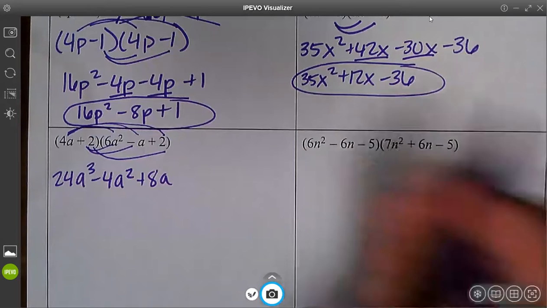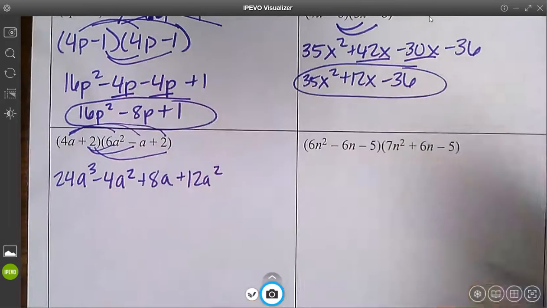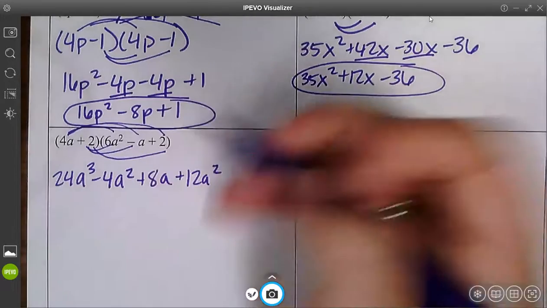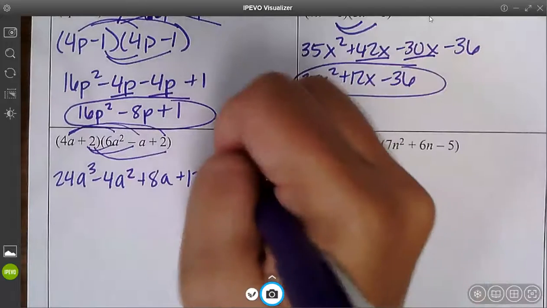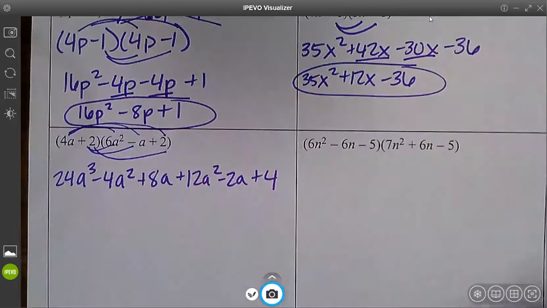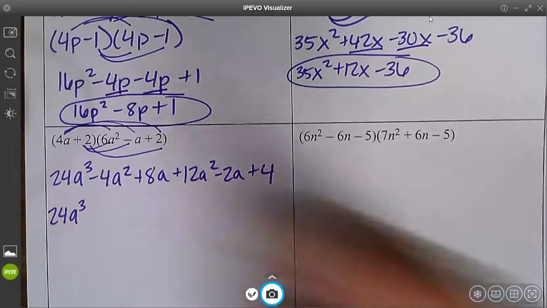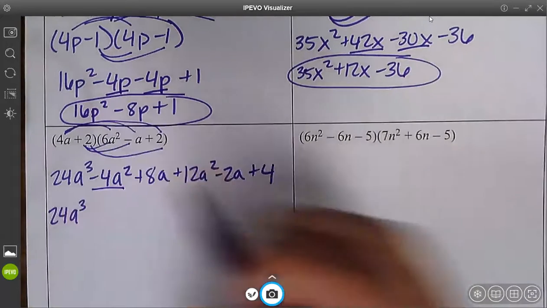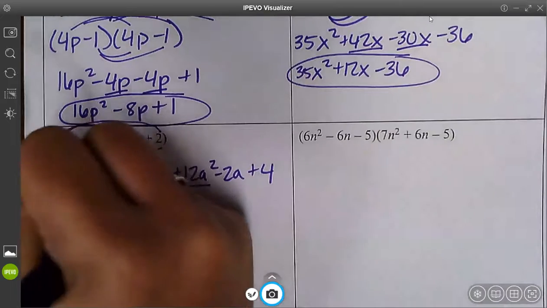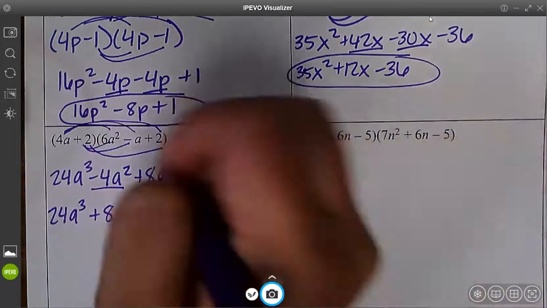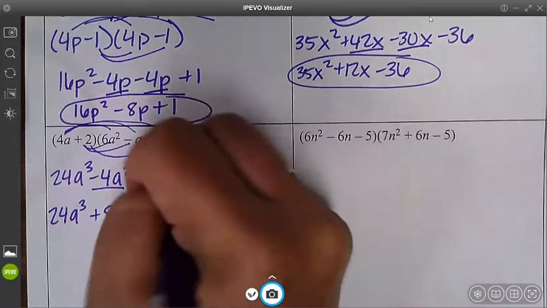Now I have to take my 2 in. 2 times 6a squared, 12a squared. 2 times negative a is negative 2a. And 2 times 2 is 4. Now I'm just combining all of my like terms. I only have the one a cubed term. Negative 4a squared plus 12a squared is 8a squared. 8a minus 2a is 6a, and then plus 4.